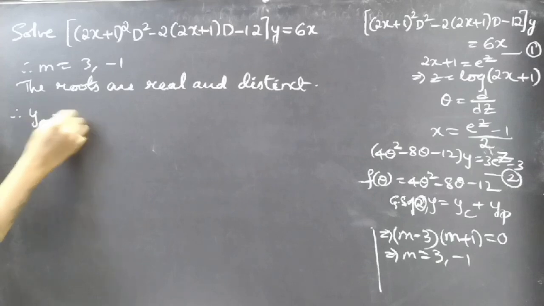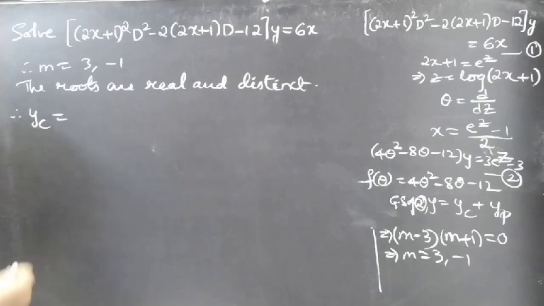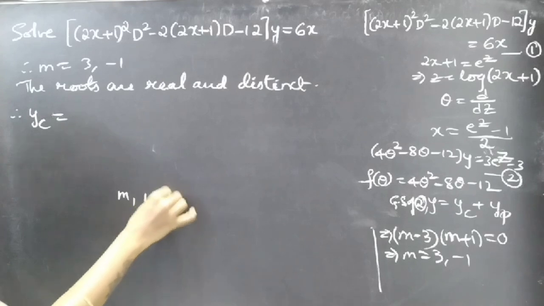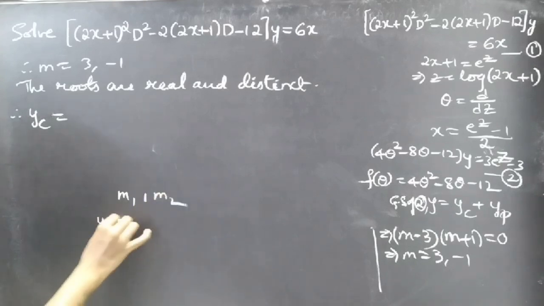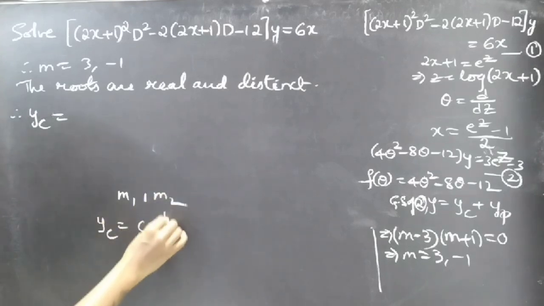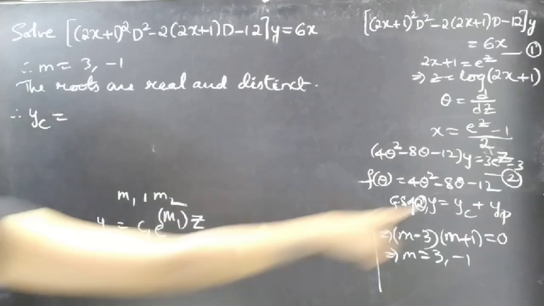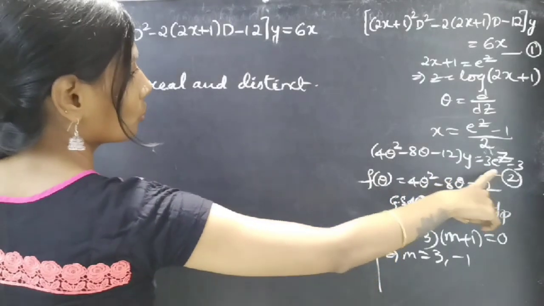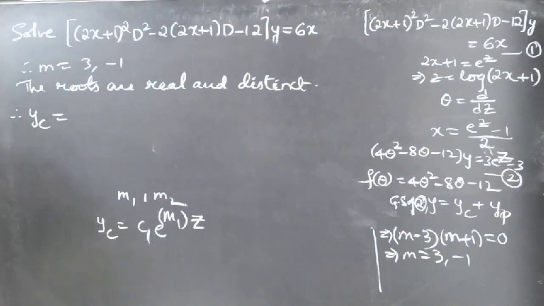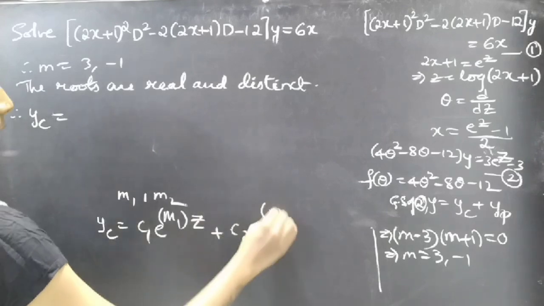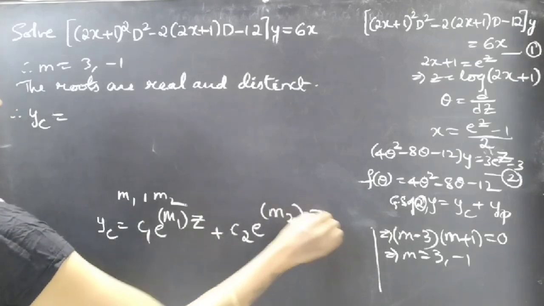Therefore, yc equal to, we know that when two roots m1 and m2 are real and distinct, then yc will be one constant into e power one root into variable. So here z is our variable. In equation 2, z is our variable, right? Theta is nothing but d by dz, right? So z is our variable here. Instead of x, we'll write z here, plus c2 into e power another root into z.